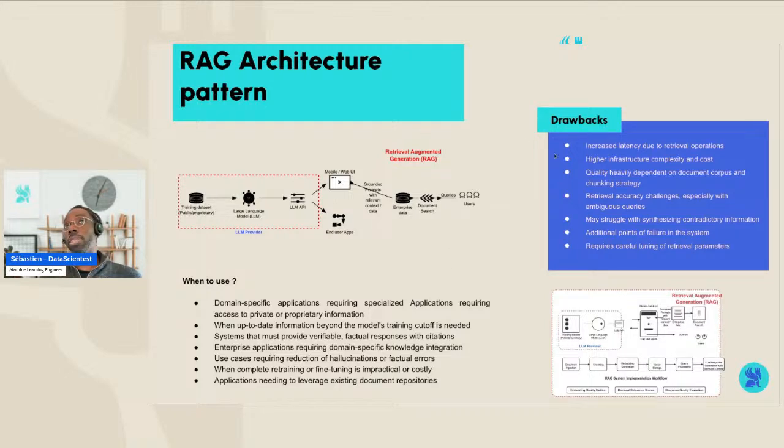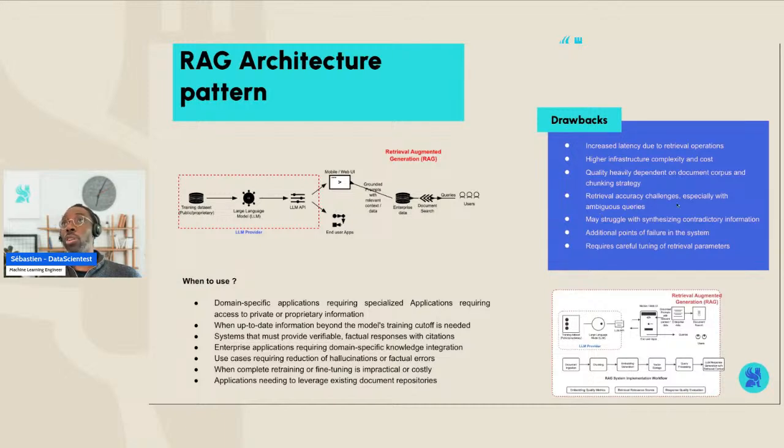The drawback of this architecture is increased latency, because you need to retrieve the information before passing it to the model through the prompt engineering before having the answer. Depending on the amount of data that you have, this could take some time if you don't have the compute that comes with it. Quality is also heavily dependent on the document corpus. If your documents are not properly curated and well structured, there will be some challenges with the retrieval aspect.